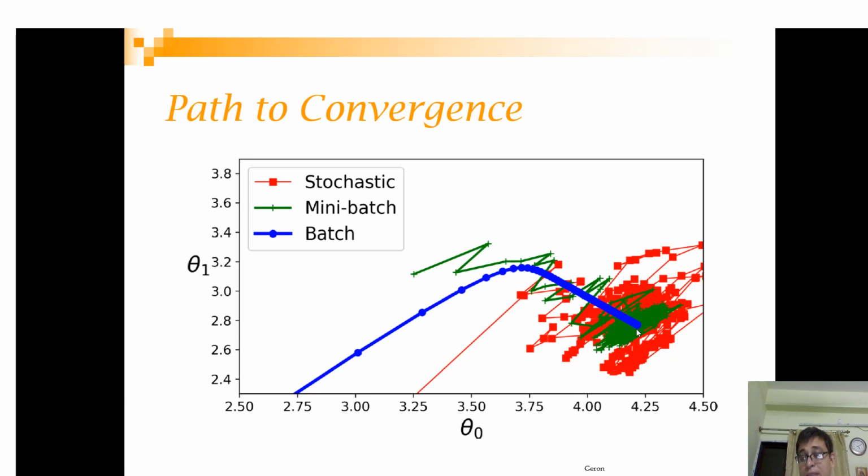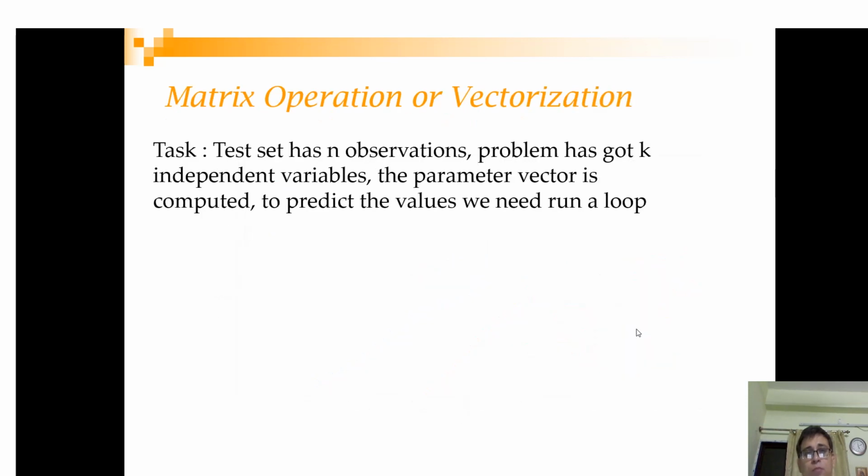So essentially, if you go for batch gradient descent and it is a non-convex function, then batch gradient descent will reach a local minima, whereas stochastic and mini batch will have a tendency not to get trapped at local minima. Okay, now let us look at the matrix operation or vectorization part that I was talking about.